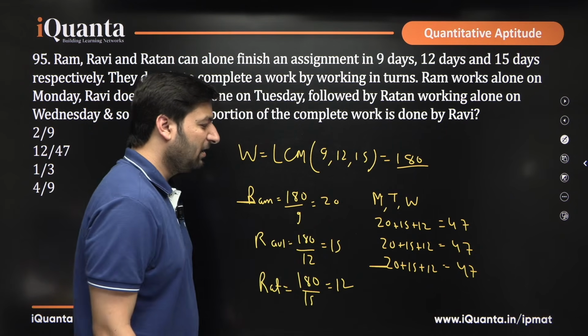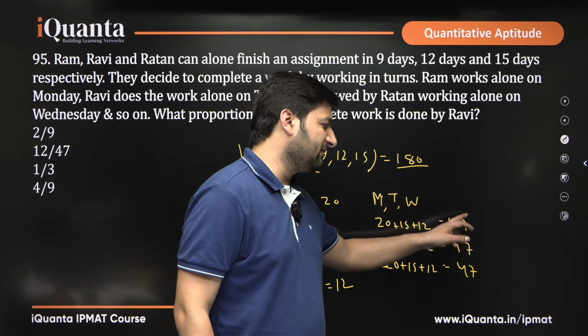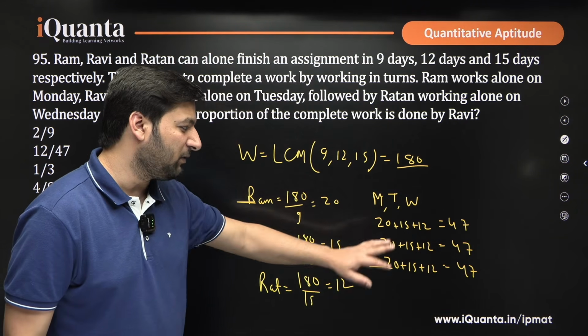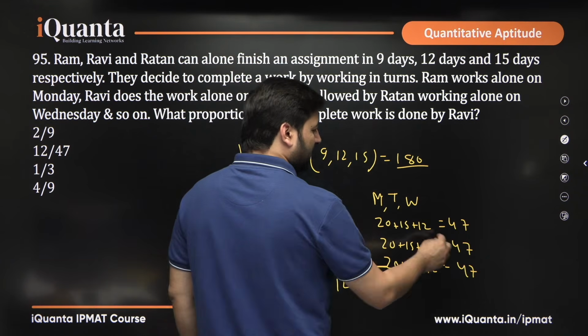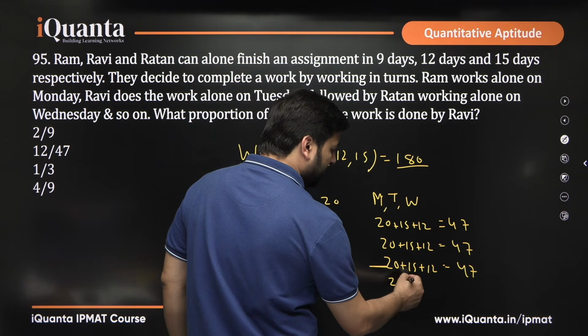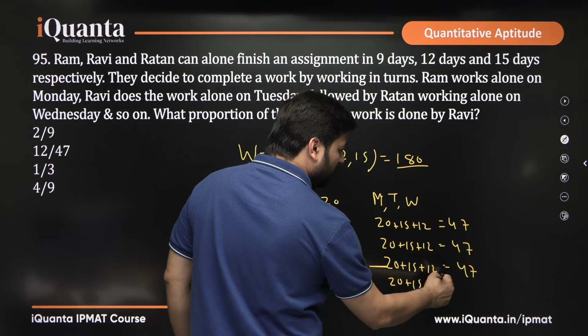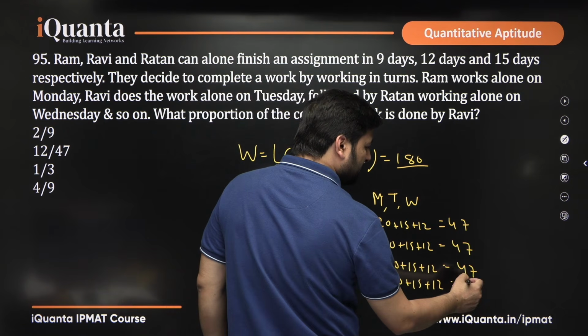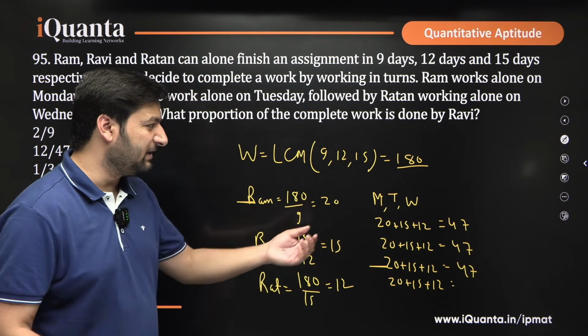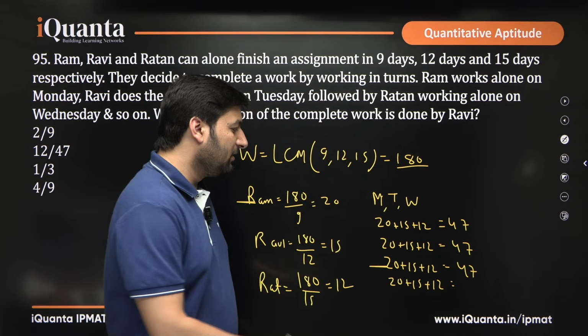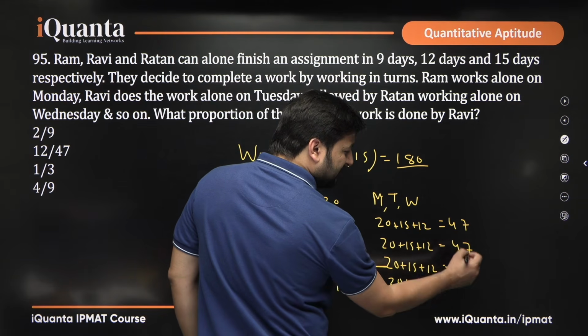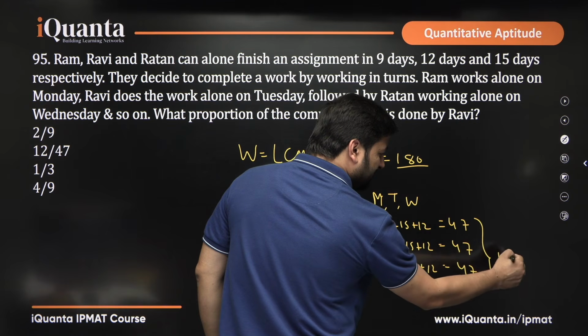How much have we done so far? 47, 47, 47. That means if you add them all, it becomes 141. Now, if you increase further, what does it become? Can you do 20, 15, 12? It becomes greater than 180, isn't it? The work that has to be done is 180. So, 47 into 4 is 188. We cannot take all of this. So, in 47, 47, 47, so far the work done has been 141.